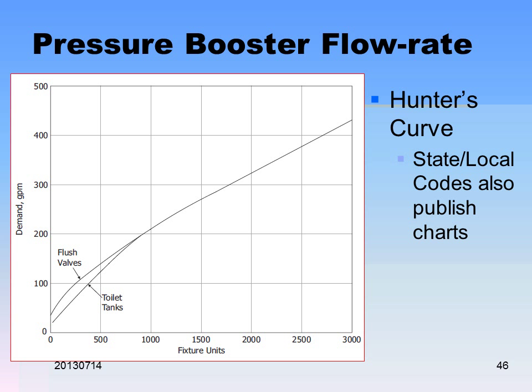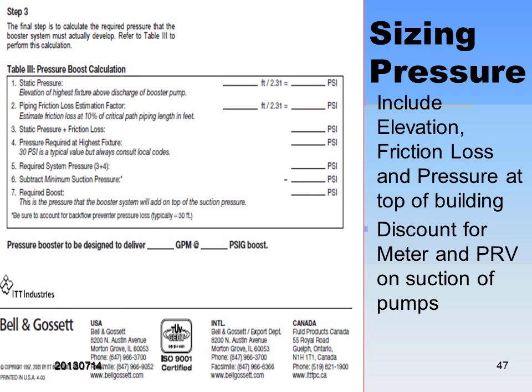This is Hunter's curve, and we have flush valves and flush tanks are different until they get up somewhere around 800, and then they follow the same curve. Local codes may be different also. A lot of times the codes are less stringent, but I like to use all the data in the ASPE data books, and I like to use Hunter's curve. I like to be a little bit conservative there.